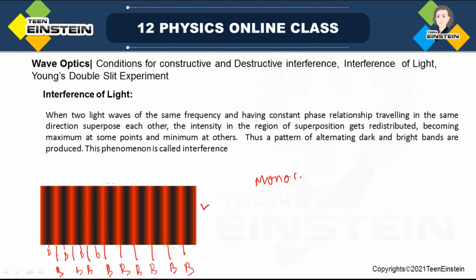See here, only one color you are able to see, right? So you have to see that your source has to be monochromatic in nature, and then both the waves have to have the same frequency and a constant phase relationship. So I'll just read the definition once again so that you understand it better.